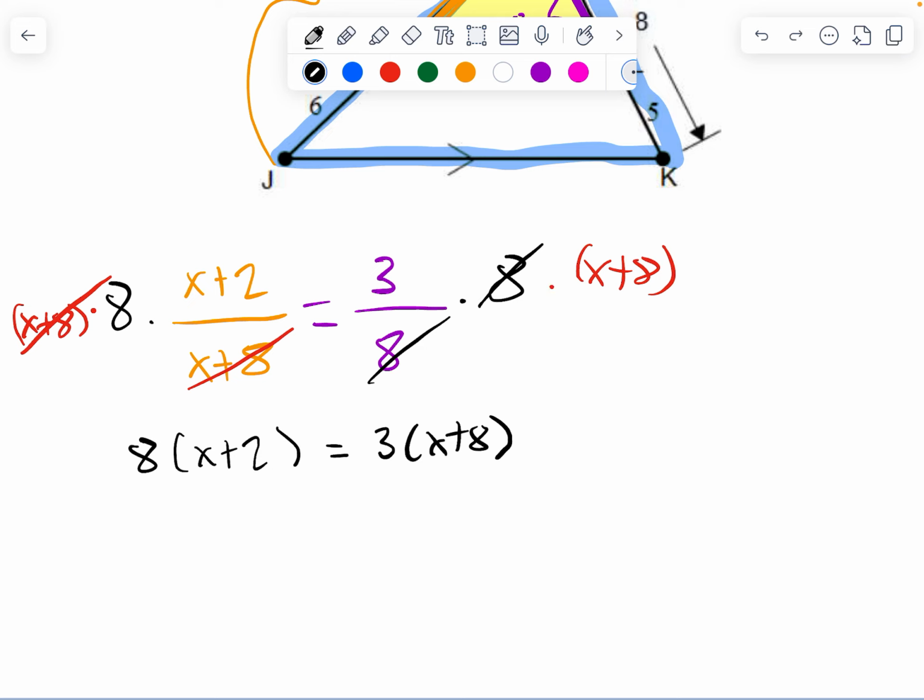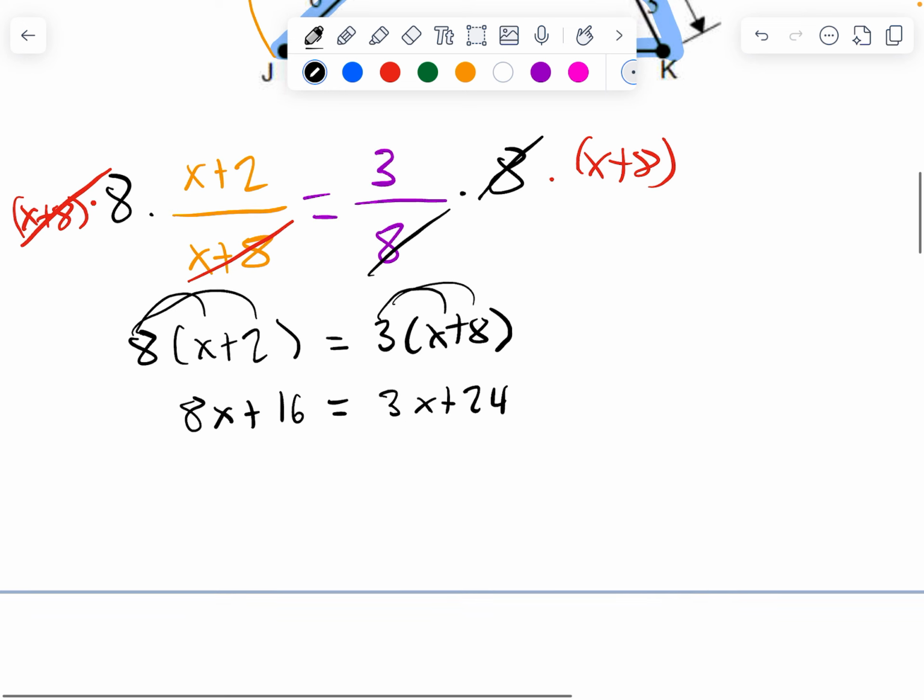All right, now at this, same idea as before, parentheses are only helpful if it's set to 0. So let's distribute those out. We get 8x plus 16 equals 3x plus 24. And then from there, combine your x's and combine your numbers. So I'm going to subtract 3x. I'm going to move that 16 over at the same time. So 16's cancel, 3's cancel, and you're left with 5x equals 8.